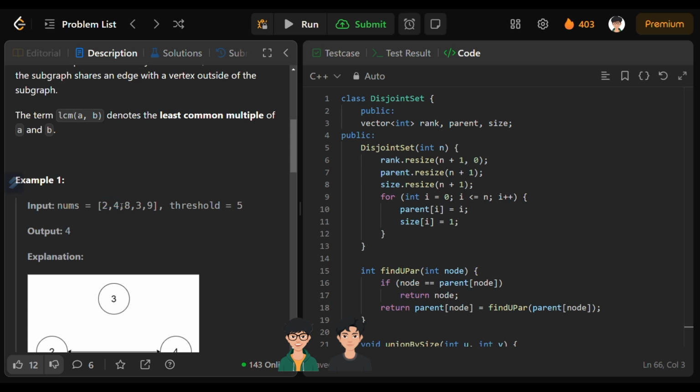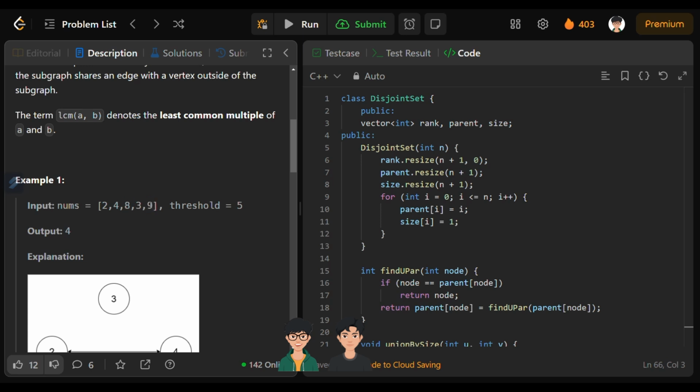So any two numbers' LCM should be greater than or equal to the maximum among them. Here the LCM range is only till the threshold. There is no sense of keeping the numbers which are greater than the threshold, because if we take LCM with that, then we will get numbers which are bigger than the threshold.